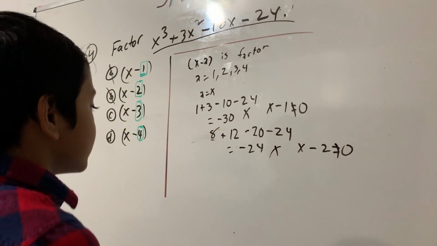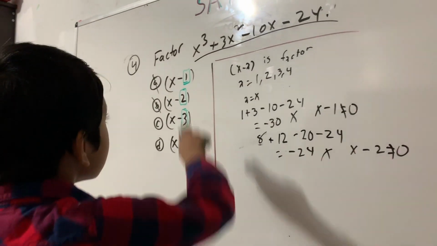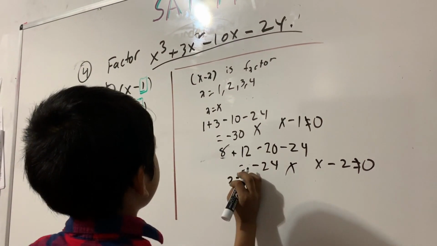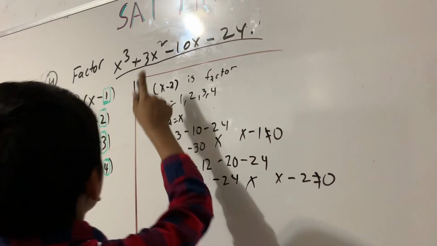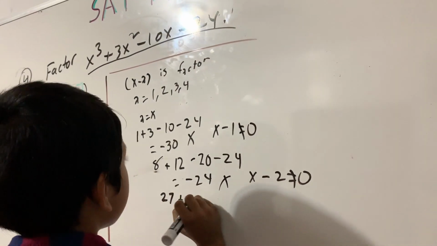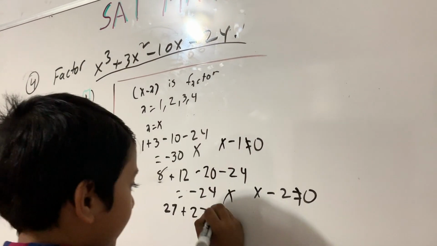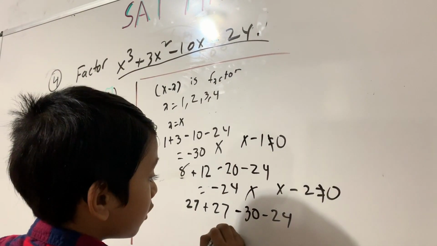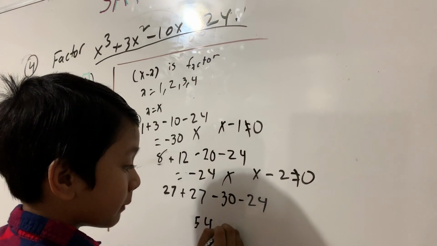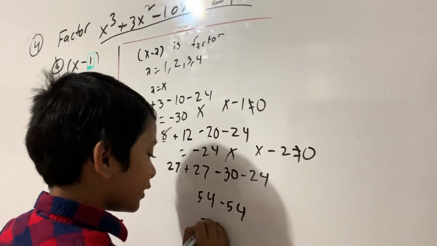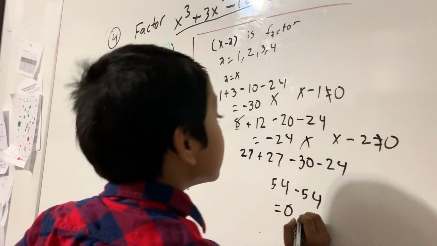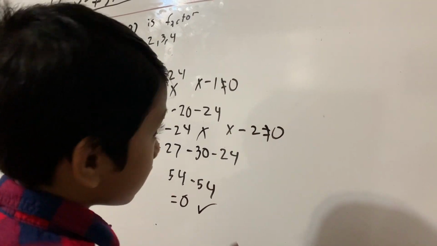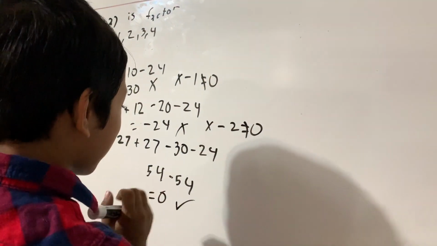Now, C, let's try. So we plug in x is 3. 3 cubed becomes 27, plus 3 times 3 squared, which is 27, minus 10x is minus 30, minus 24. So 54 minus 54. Ta-da! We got 0. That seems to be correct.